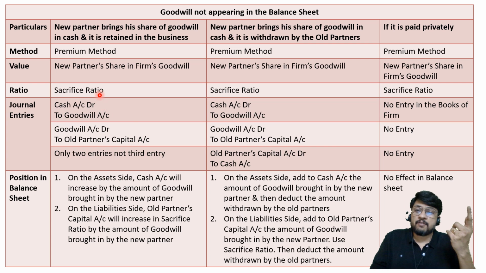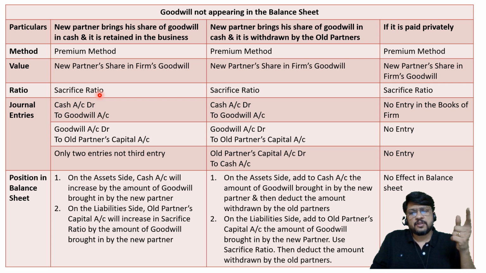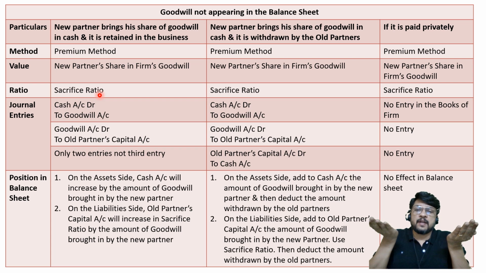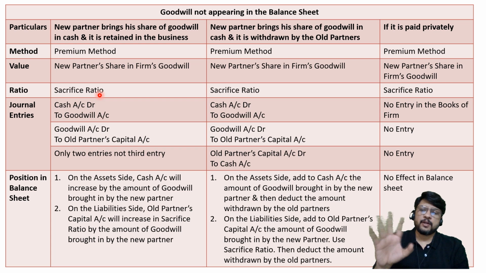How to calculate sacrifice ratio? Previous lecture. Old ratio minus new ratio is equal to sacrifice ratio. So only two entries, cash account debit to goodwill account, because we are selling the goodwill, and this goodwill was generated by the old partner. So entry is goodwill account debit to old partners capital account. So goodwill will get cancelled, cash account will get increased, and old partners capital account will get increased. In which ratio? In their sacrifice ratio. So only two entries are required, no third entry, only two entries.